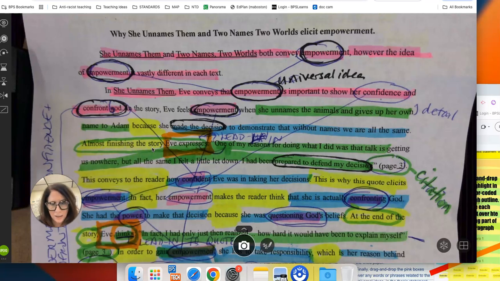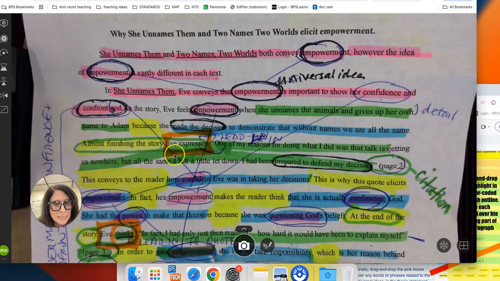The whole point of writing with colors is to get you to notice the different pieces, like you're dissecting in a science class, or like an auto mechanic. You're taking apart something so that you can then put it back together, so that we can understand everything that your essay needs. So, "almost finishing the story," comma, that's where you found the quote in the text.